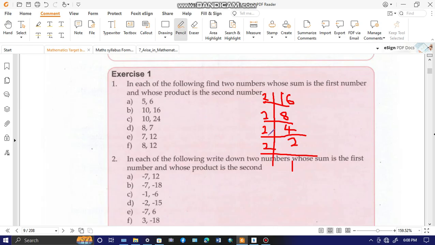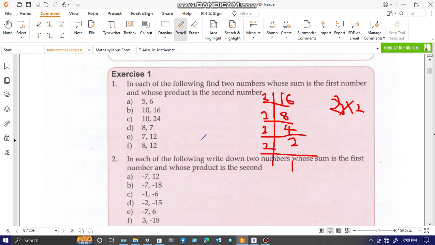So you have to arrange these numbers into numbers such that when you multiply them, they should give you 16, but when you add them, they should give you 10. Basically, 2 times 2 times 2 will give you 8. Then you are remaining with a 2. 8 times 2 is 16. 8 plus 2 is 10. So that means our numbers are 8 and 2. If you look at 10 and 24, you go through the same procedure.